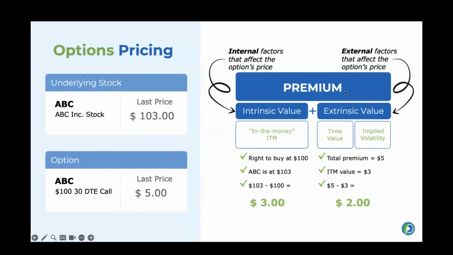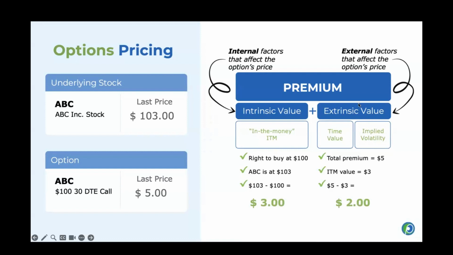So the premium is made up of intrinsic value and extrinsic value. Intrinsic value really means internal factors that affect the option's price. That would be if the option has executable value, which we refer to as in the money. This option is in the money because it's a long call, which means we've purchased the right to buy at $100 per share. Since ABC is at $103 per share, the difference of those two is $3, and therefore it's in the money by $3. Important to note, an option is not always in the money.